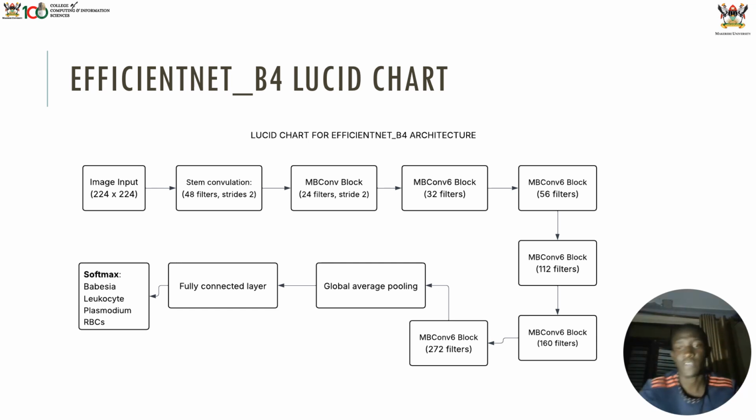By the time we reach the final layer, the one composed of 272 filters, the model will be able to distinguish whether this cell contains Babesia, or whether it is healthy or unhealthy. That gives a final output or result to our veterinary doctor who will be analyzing the image. Before reaching the final layer, we have a progression throughout these layers.